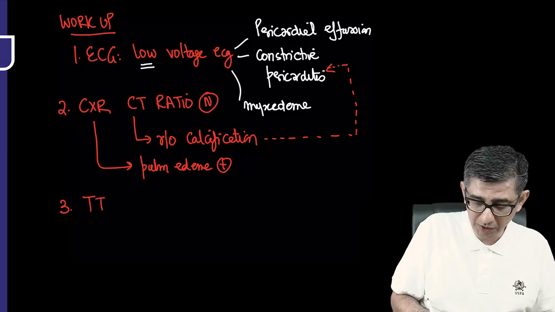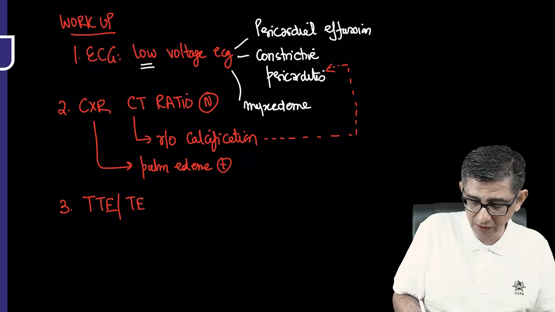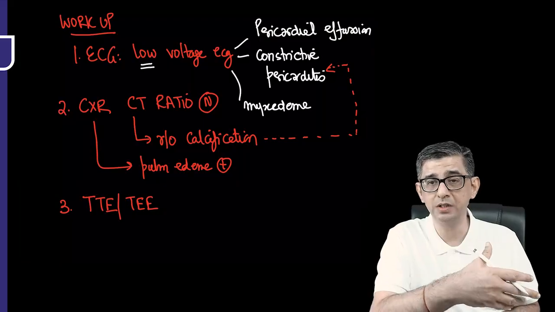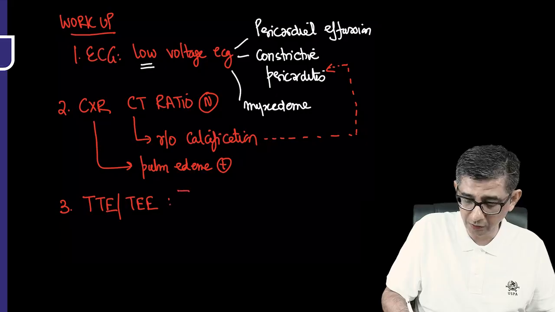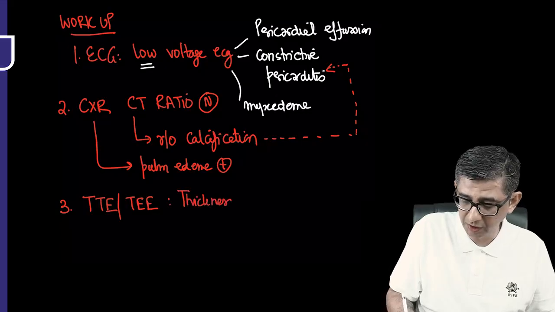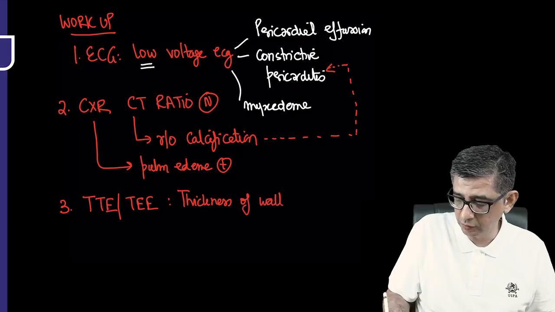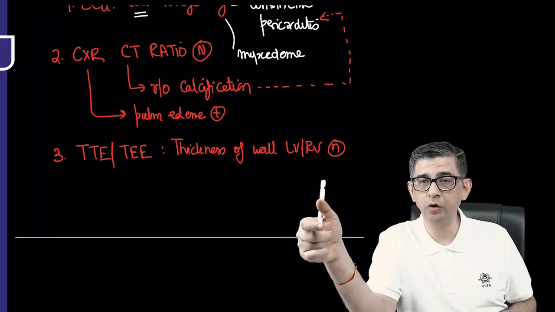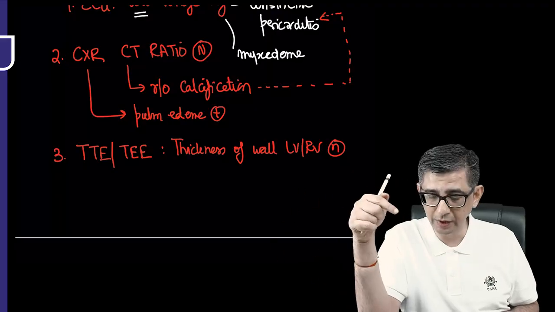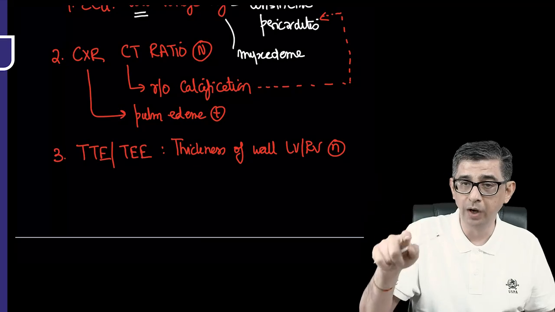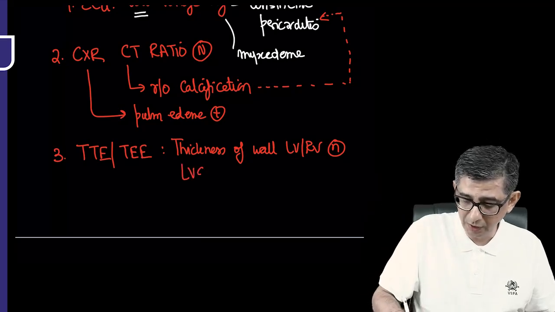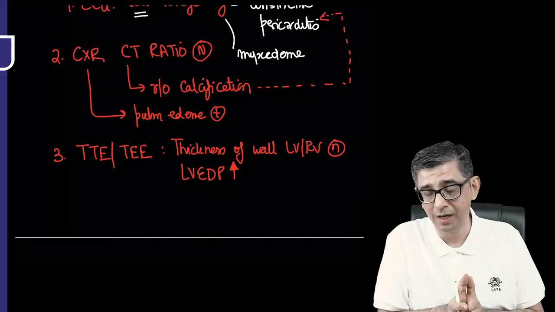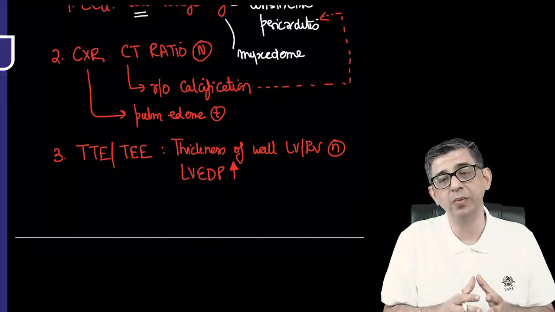When I do imaging in this patient, I would be doing a transthoracic as well as a transesophageal echo. Why transesophageal? Because I can scan the atria of this patient. One of the important diagnostic criteria for restrictive cardiomyopathy is that the thickness of the wall of the left ventricle and the right ventricle is normal. He will write non-hypertrophic, non-dilated ventricle. So you need to demonstrate the thickness of the wall is normal, but at the same time, the left ventricular end diastolic pressure is increased because there is fibrosis and reduced compliance.